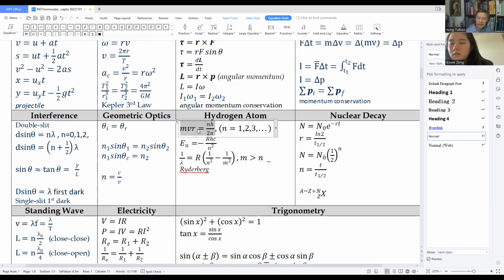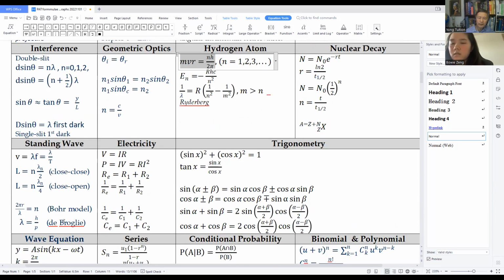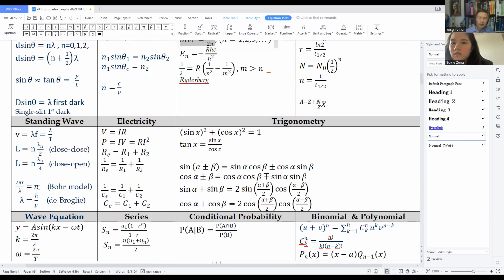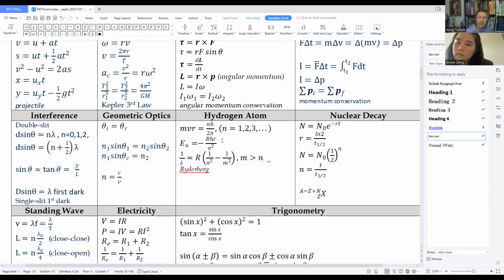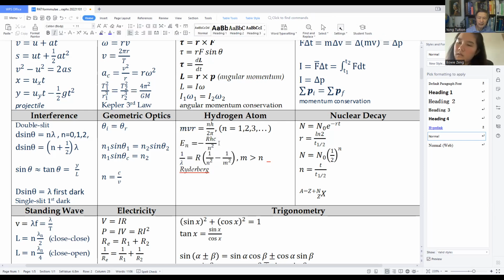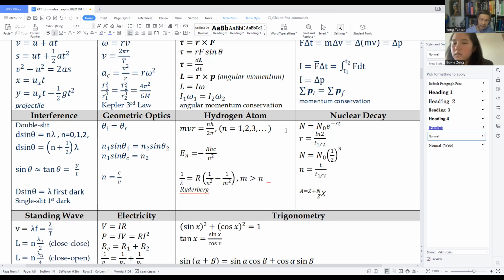But if you combine this formula with the de Broglie wavelength, then Bohr's condition can be written in this form. If you have time, you can try. And the Bohr model is important because it can be used to derive the energy formula. This is the energy formula for the hydrogen atom. I've got plenty of space here.